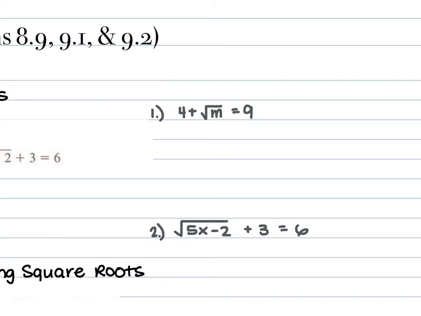So our first thing that we have to do is to get that square root by itself. So we would subtract the 4 from each side. So it's going to give us the square root of m is equal to 5. From here, we're going to square both sides to get rid of that radical, and we're going to have m is equal to 25.